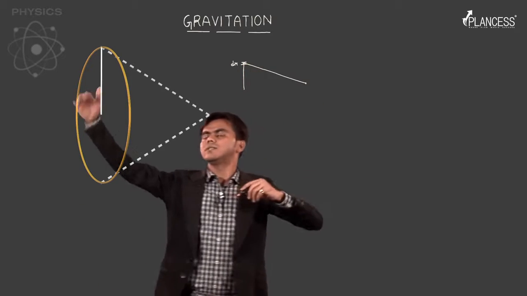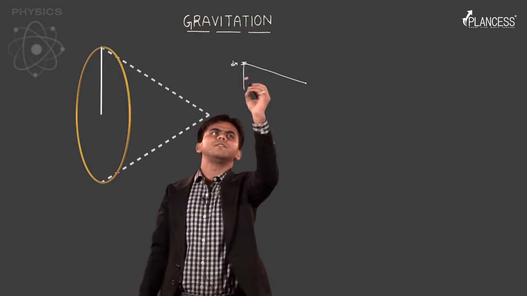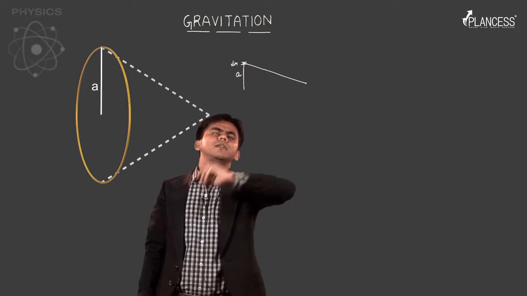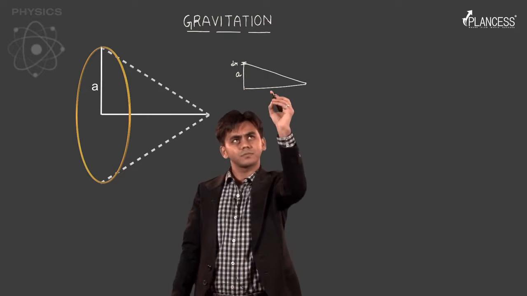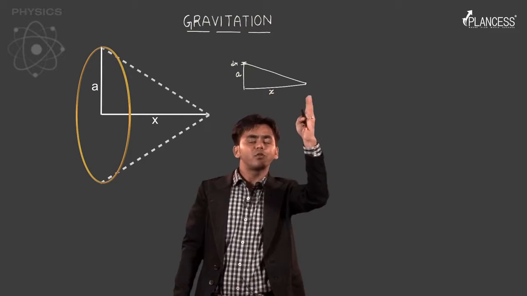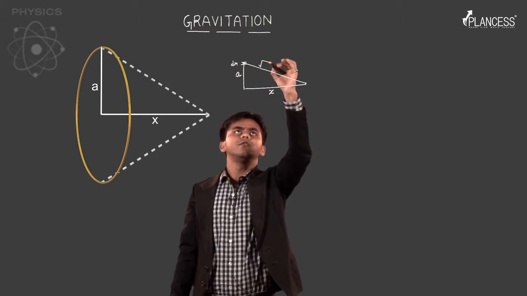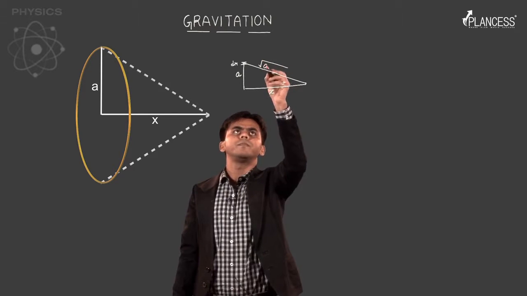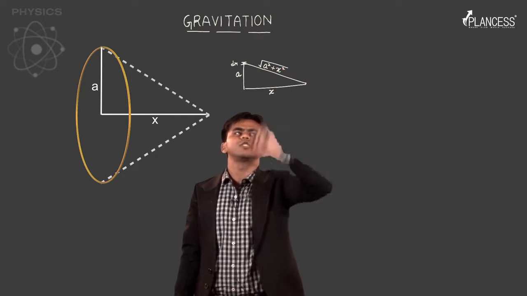This thing over here, just check here. This is the radius of the ring, which is a, and this thing over here is essentially the separation x away from the center of the ring. So this distance over here would be square root of a square plus x square.